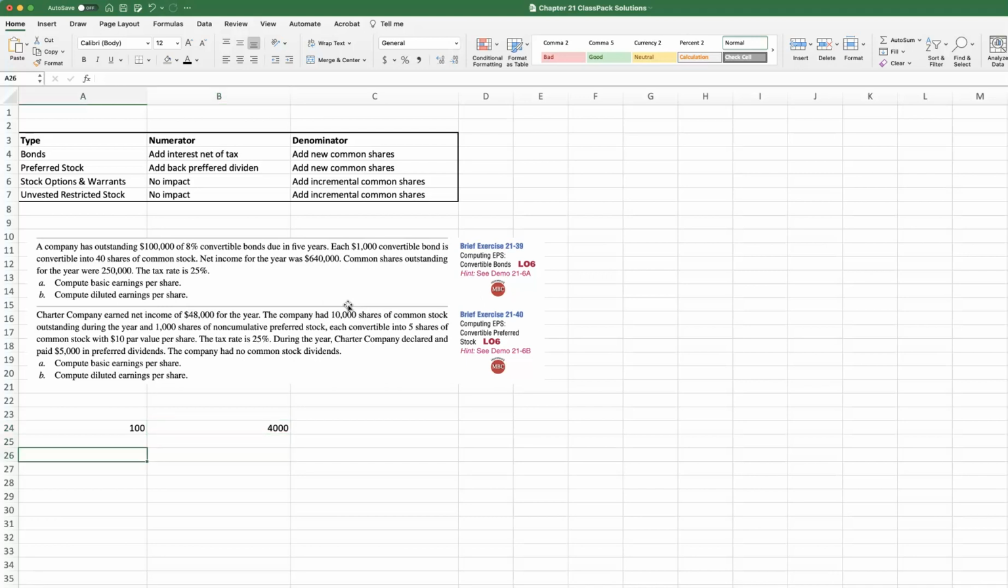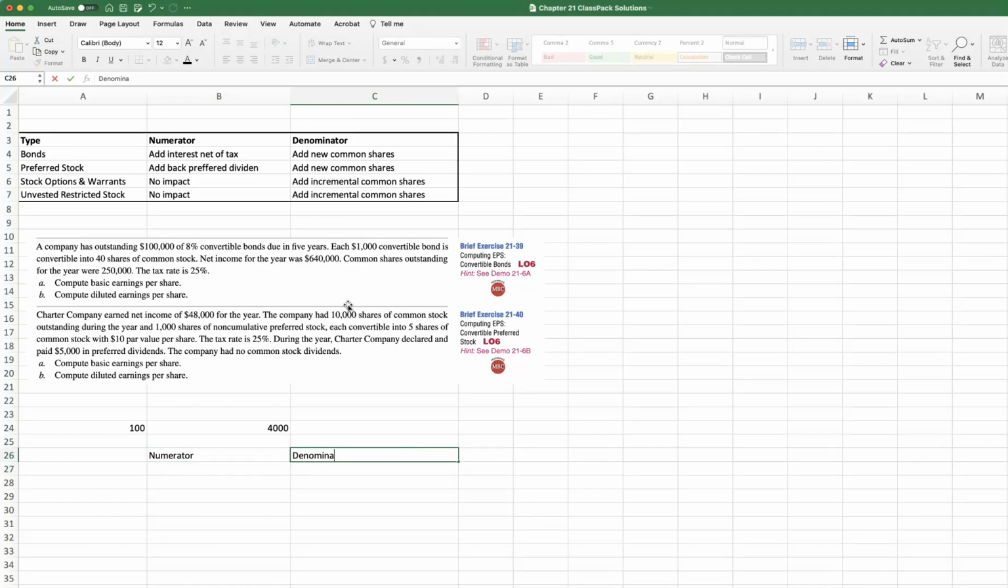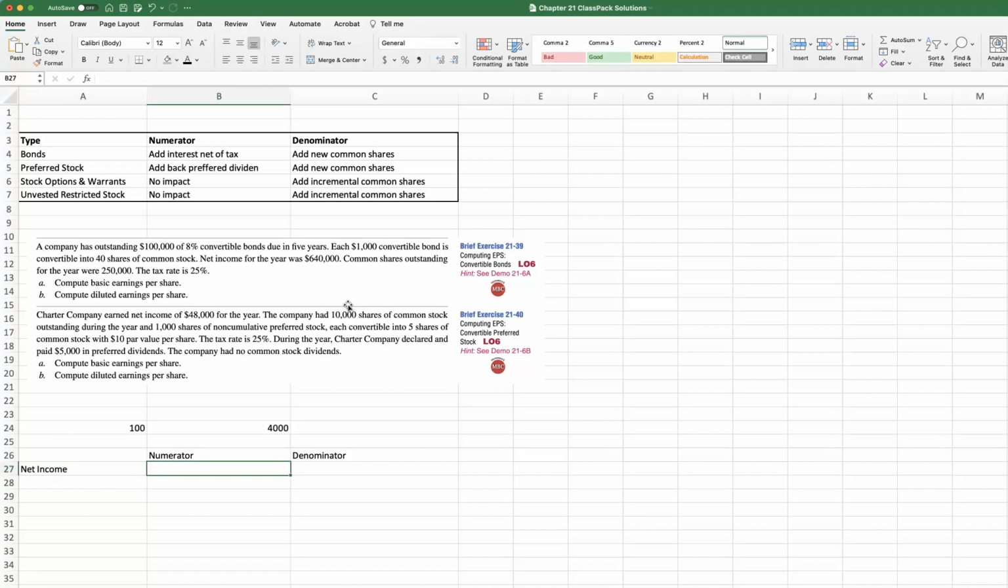So let's start with just doing our normal earnings per share calculation. And I'm going to create a column for the numerator and a column for the denominator. Setting up these problems can be the best way to help you sort through them, especially as we get to some of the hairier ones. So start with net income, and that is telling us it's 640,000.